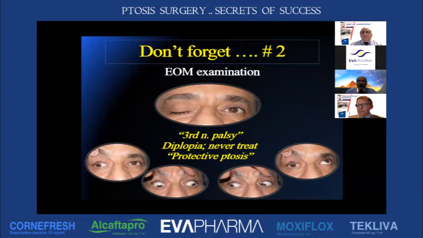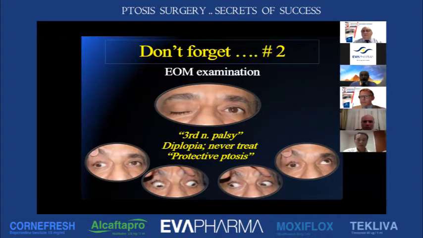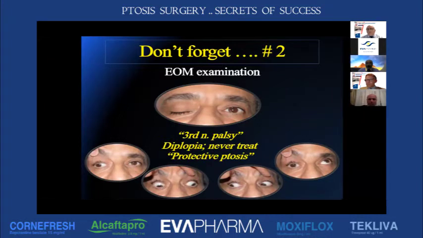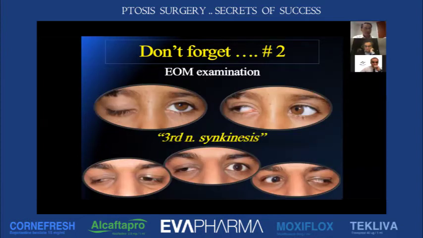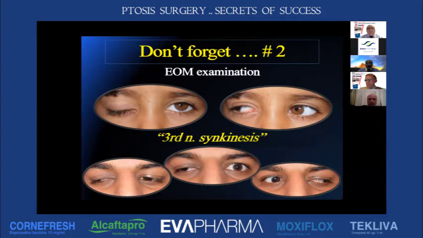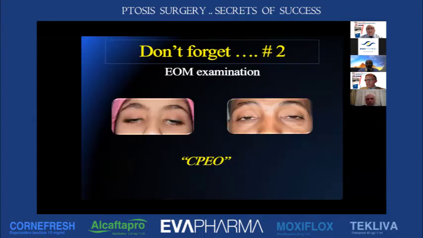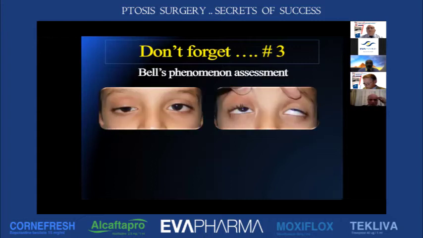The second is the extraocular motility. If the patient has third nerve palsy and he has diplopia, if you correct the ptosis, he will never forget this for you. And also there is some extraocular motility abnormality with the eyelid movement, what we call third nerve synkinesis. So you have to evaluate the extraocular motility too. Also in chronic progressive external ophthalmoplegia, the patient doesn't have diplopia, but he has progressive limitation of extraocular motility, and we will see with Dr. Varity what is the best option for such a patient.